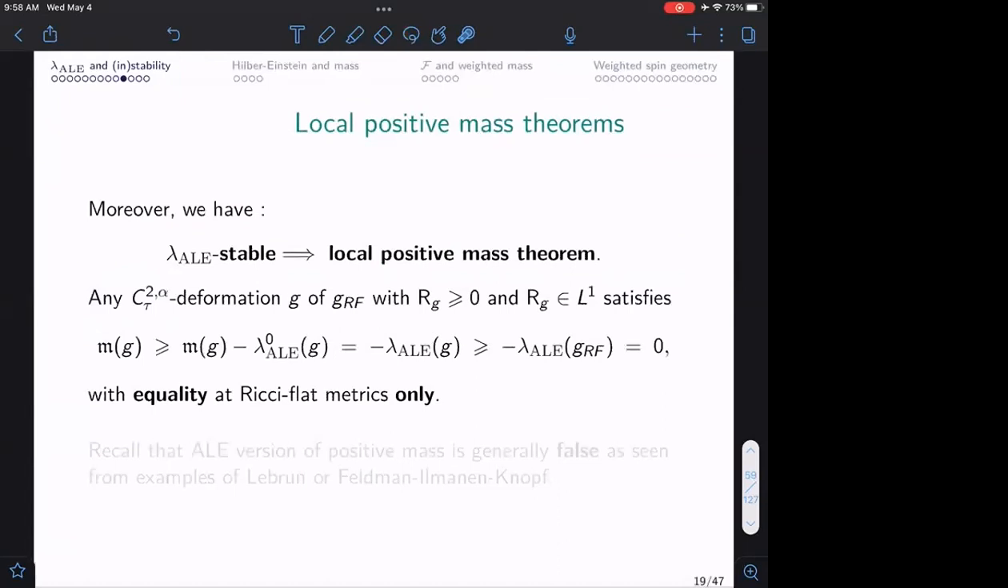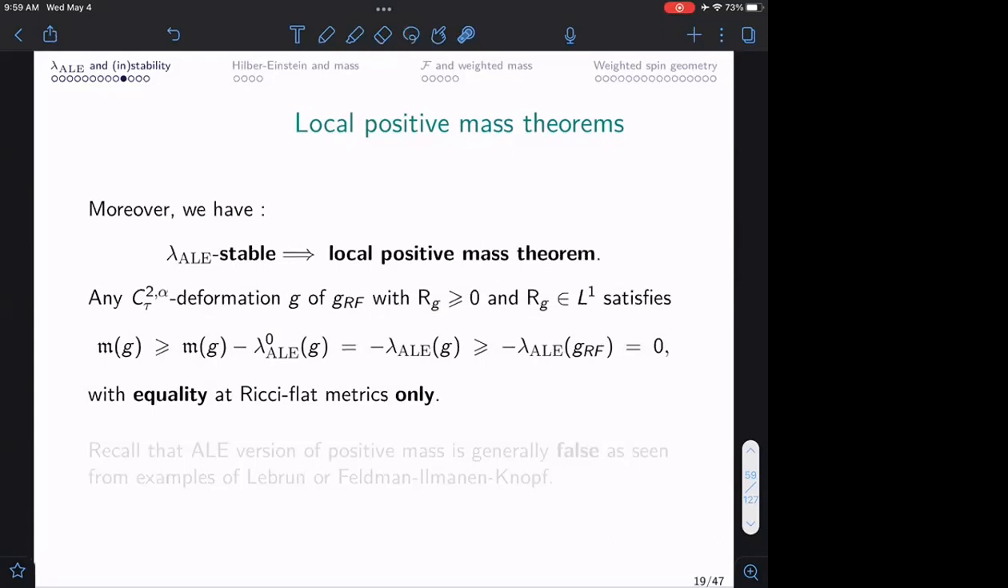It's also linked to some local positive mass theorems, because lambda ALE stability implies a local positive mass theorem. This is just rewriting the definitions. It's quite simple. If you are lambda stable, then for nearby metrics, you satisfy this inequality. If you rewrite what lambda ALE is, then it's this difference here. Since you have non-negative scalar curvature, you have this one inequality here. And the only case of equality is Ricci-flat metrics. So mass will be zero for Ricci-flat metrics, that's known. And that's the only case, which was also known.